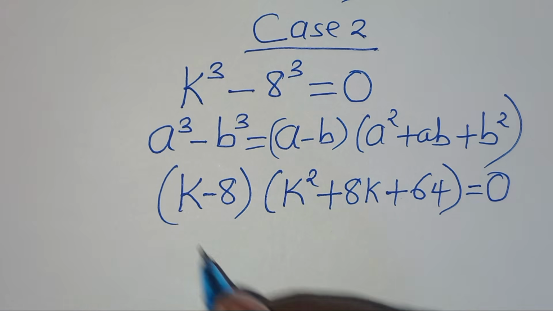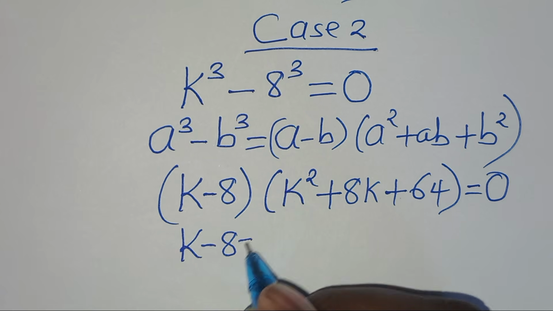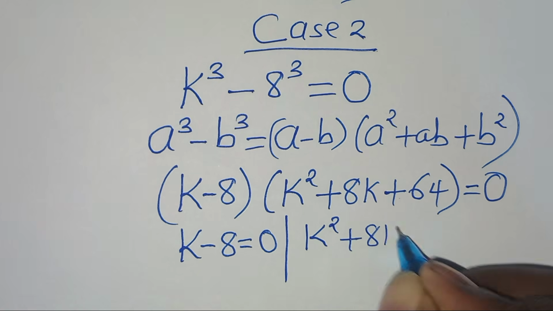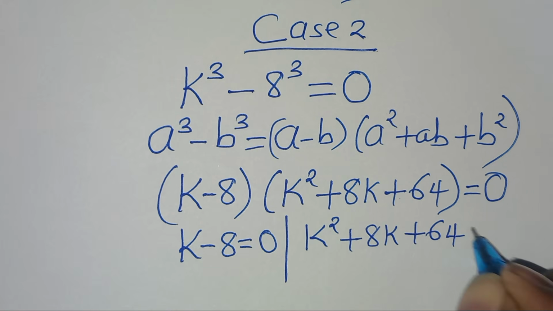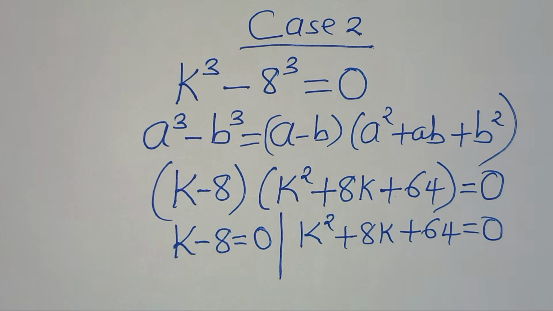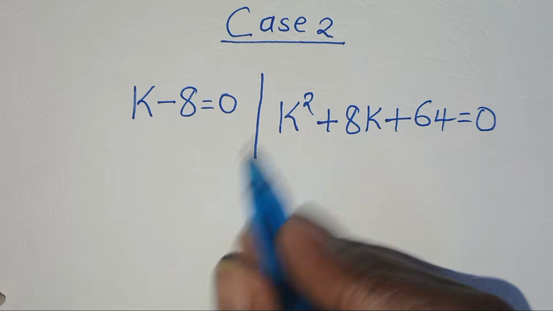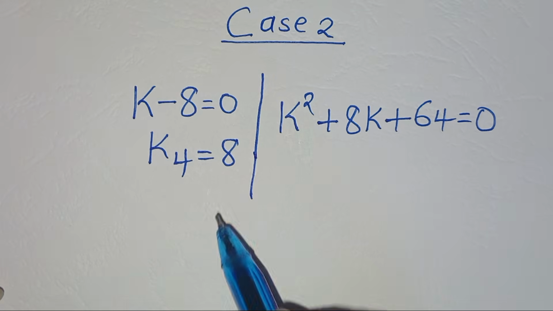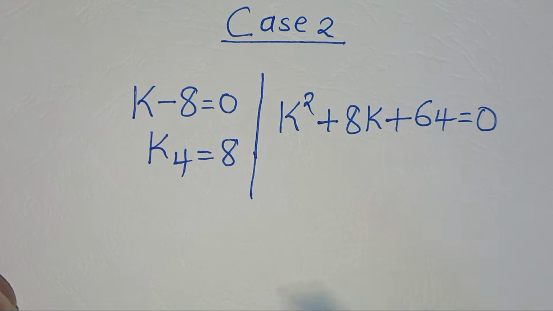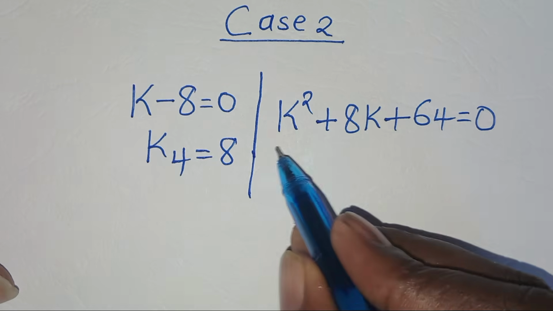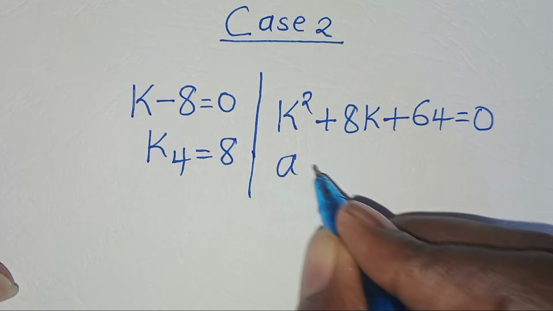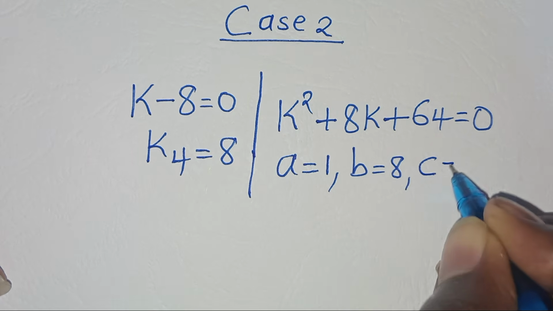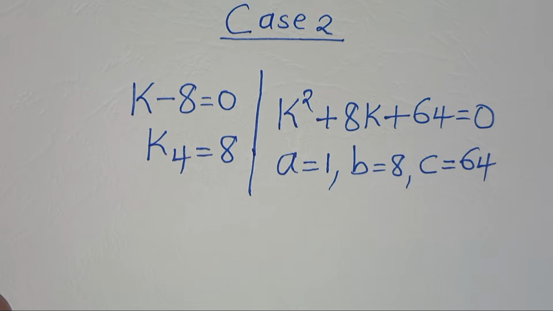Now from the first part here, k minus 8 is equal to 0. Then we have k to the power of 2 plus 8k plus 64, which is equal to 0. Now from the first part here, we have k4, which is equal to 8. So this is the secondary solution that we have. So that now here we have a quadratic equation. A is equal to 1, B is equal to 8, and C is equal to 64.